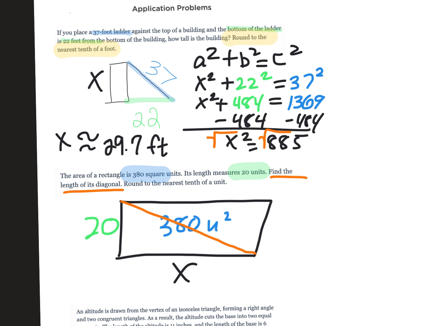But lucky for me, I know that you find the area of a rectangle by multiplying the length times the width, right? So if I do 380 and divide it by 20, because that's how long it is, that tells me that my width is 19. Exactly. Okay, so I know that's going to be 19.